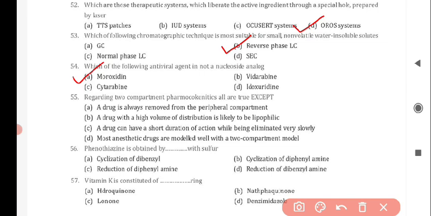Next question is, regarding two compartment pharmacokinetics, all are true except, and the correct answer is option A, that is a drug is always removed from the peripheral compartment. Next question is, phenothiazine is obtained by dash with filter. And the correct answer is option B, cyclization of diphenylamine. Next question is vitamin K is constituted of dash ring. And the correct answer is option B, naphthaquinone.